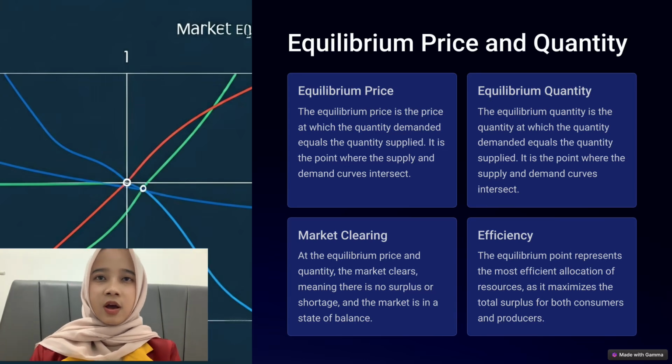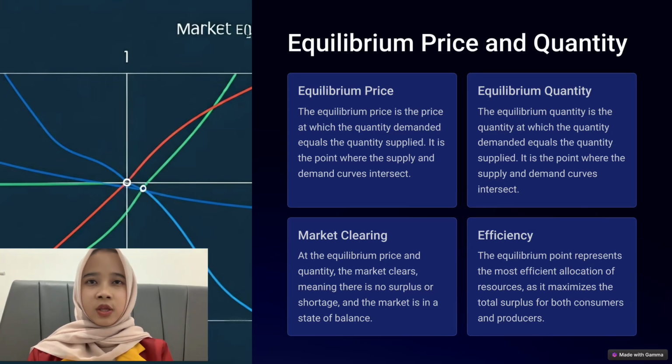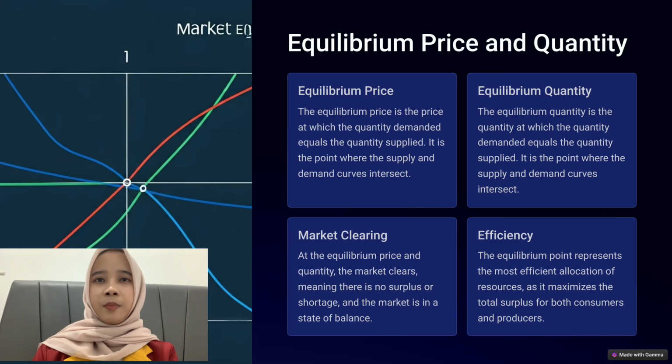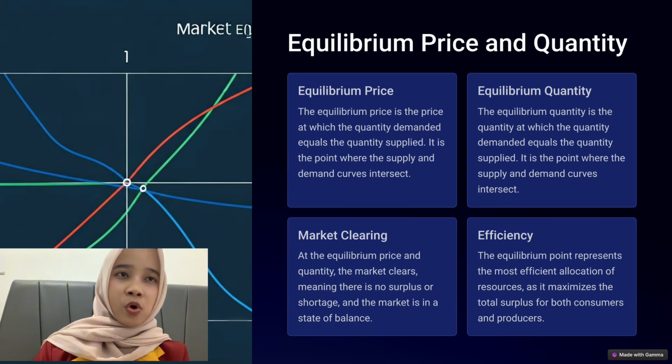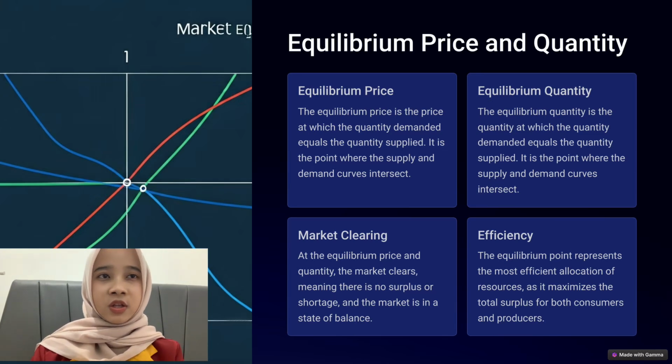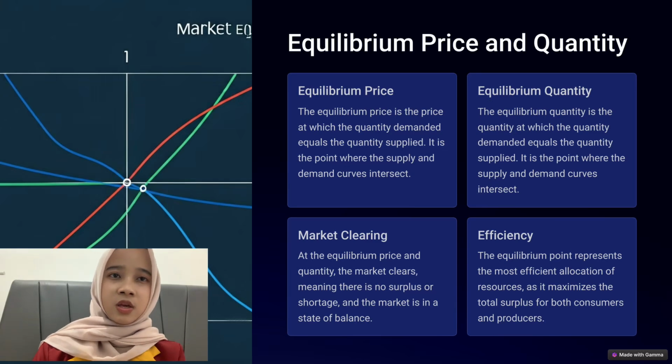Market clearing. At the equilibrium price and quantity, the market clears, meaning there is no surplus or shortage and the market is in a state of balance. Efficiency. The equilibrium point represents the most efficient allocation of resources, as it maximizes the total surplus for both consumers and producers.